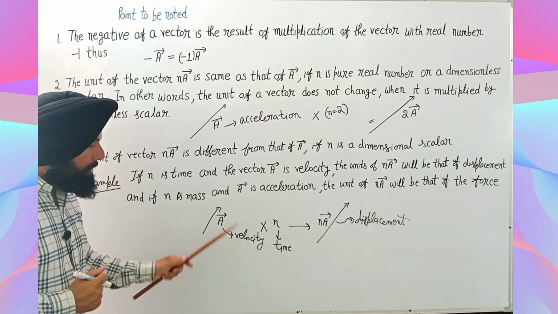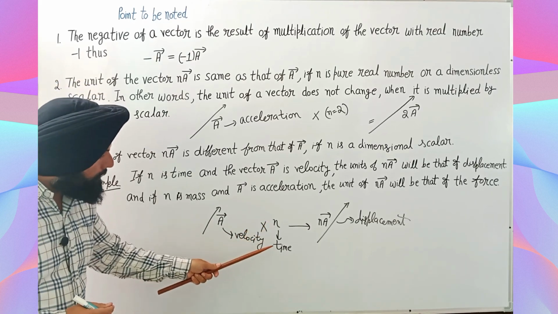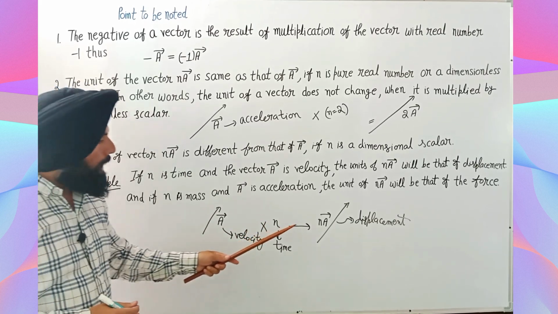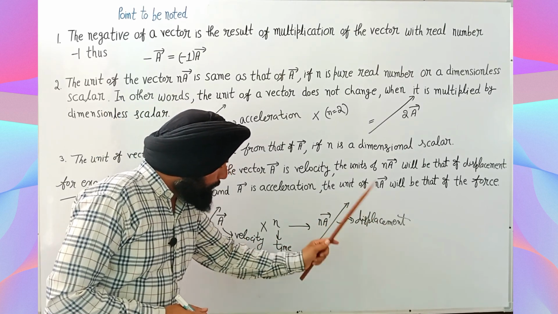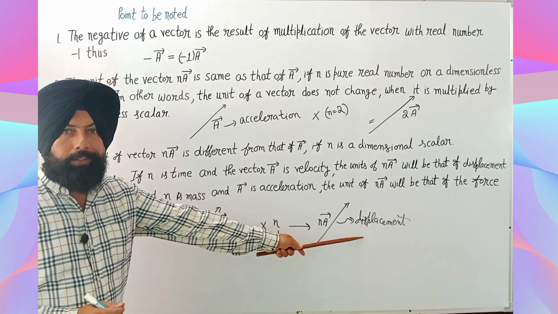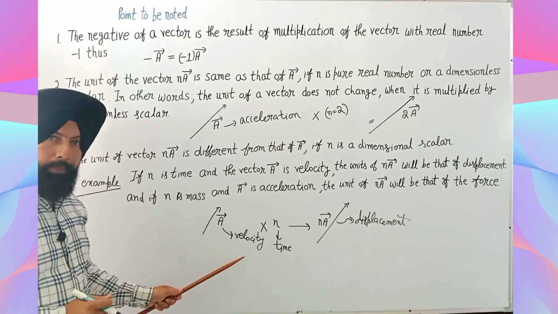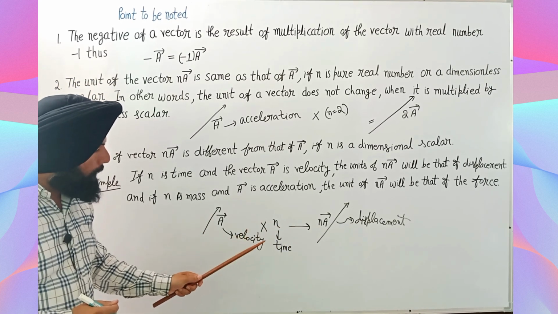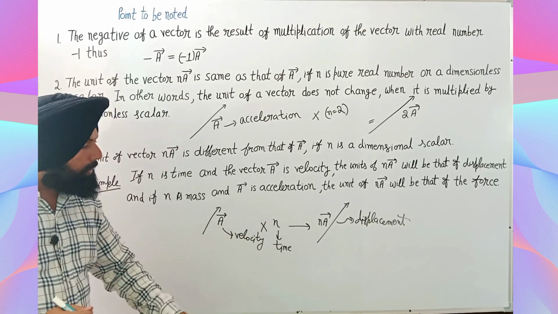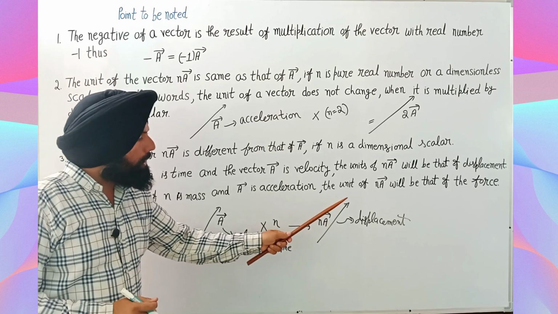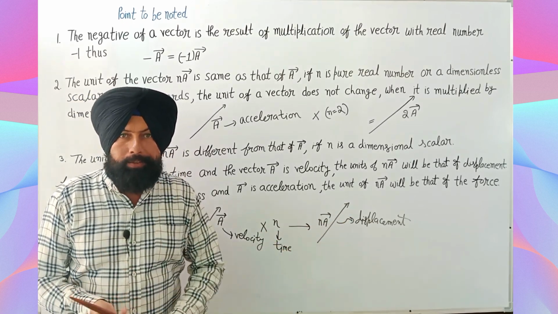A vector represents velocity, n represents time, n a vector, what does it represent? Displacement. A vector represents velocity multiplied by n, which represents time. Now the new vector represents displacement.